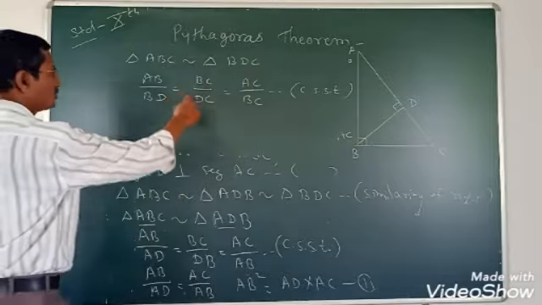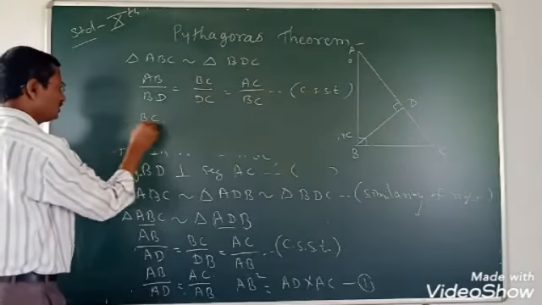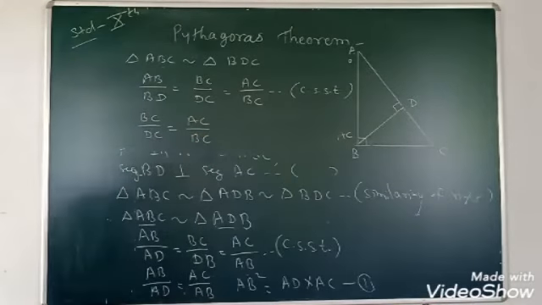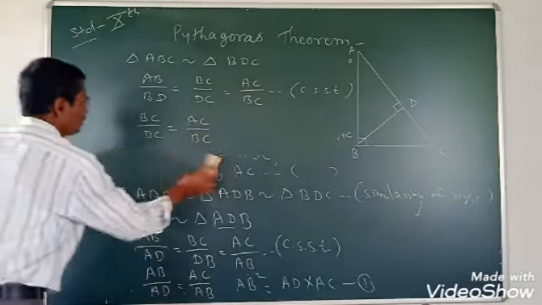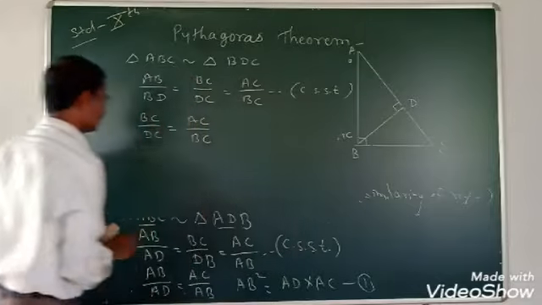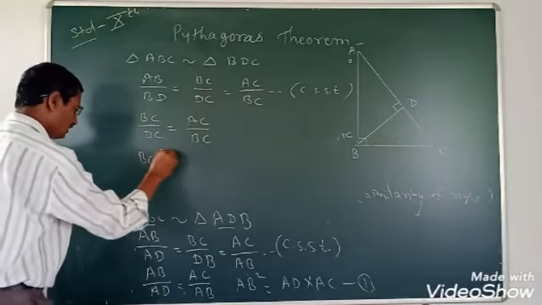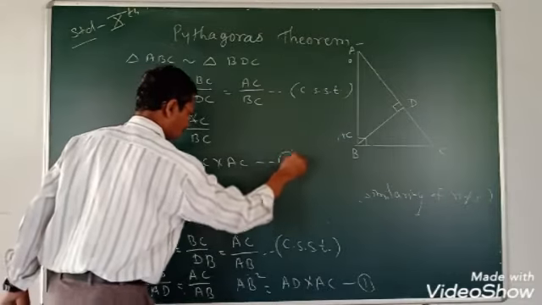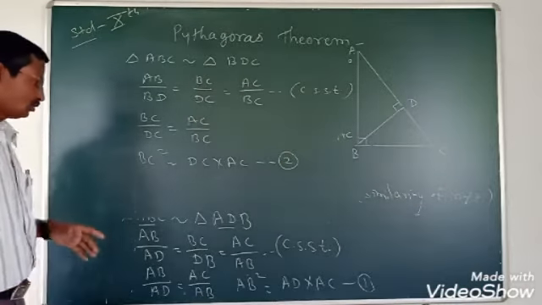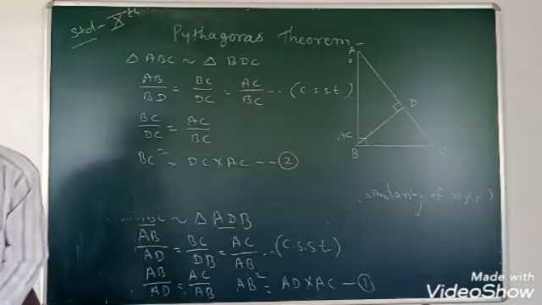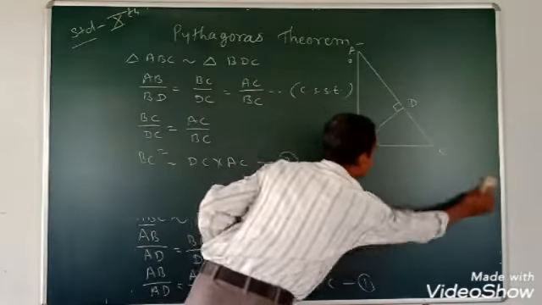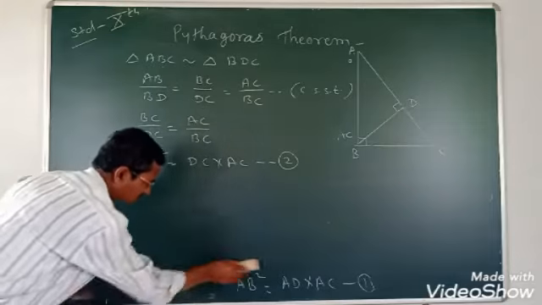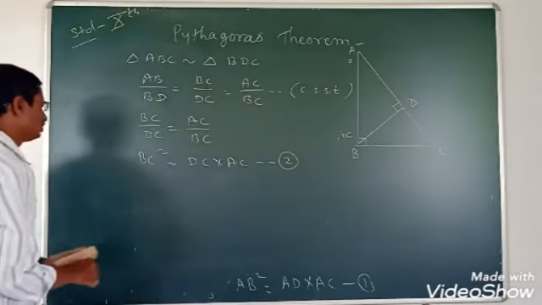Now take these two ratios. Therefore, BC upon DC is equal to AC upon BC. We have to use this ratio only. Now here take cross multiplication. BC into BC, BC square is equal to BC into AC. Equation number 2. Now add 1 and 2. Adding equations 1 and 2, what will we get? This is equation number 1, AB square is equal to this, and BC square is equal to this.